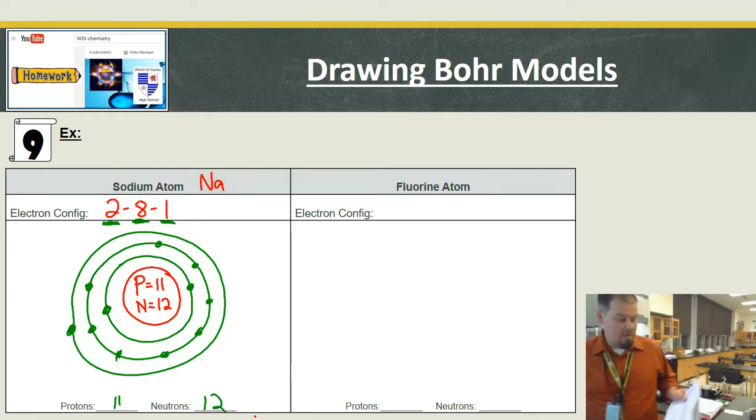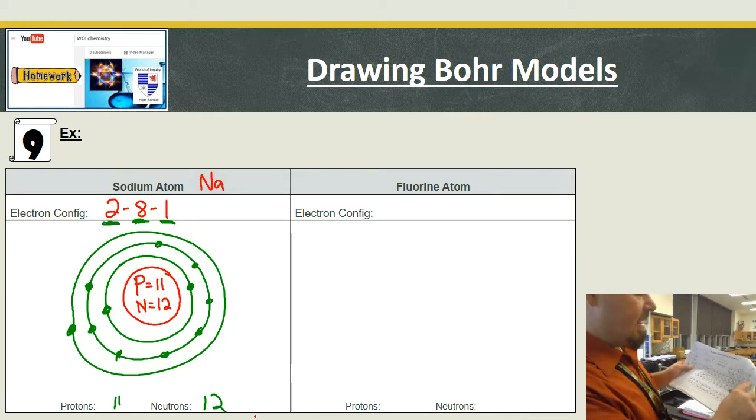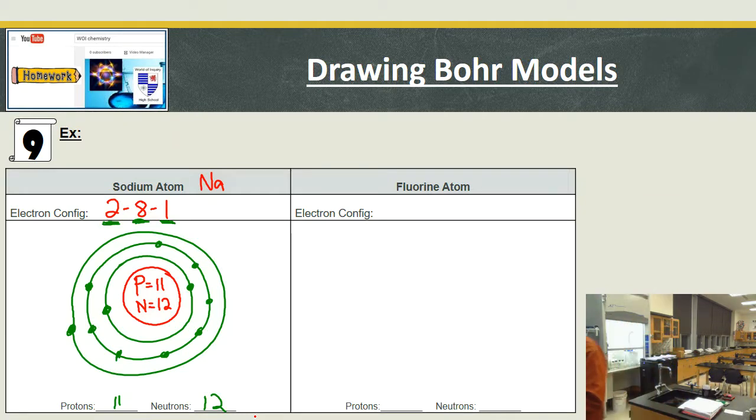Okay, good. All right, fluorine all the way over here. This is element number 9. Fluorine is F. It has an electron configuration of 2-7. It has 9 protons. It has a mass of 19. I got to round that up, so it has 10 neutrons. So I'm going to use that to label my nucleus: P equals 9, N equals 10.